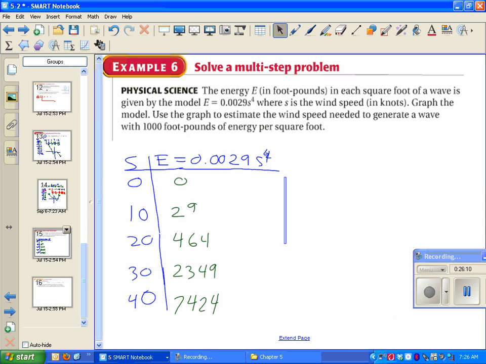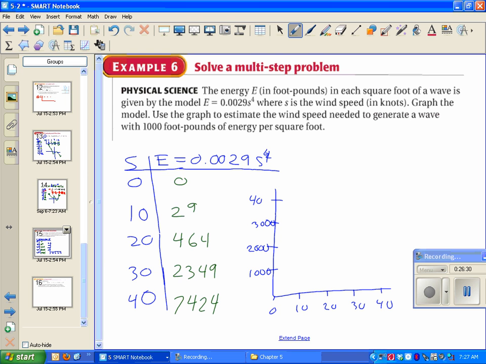So what we're going to do is we're just going to have just quadrant 1 when we graph. And I'm going to make this 0, 10, 20, 30, and 40. And then over here, I'm just going to have 1,000, 2,000, 3,000. So notice I'm not going all the way up to 7,424 because we need to use the graph to generate what 1,000 foot-pounds of energy will do. So here's our wind, and then here's the energy part.